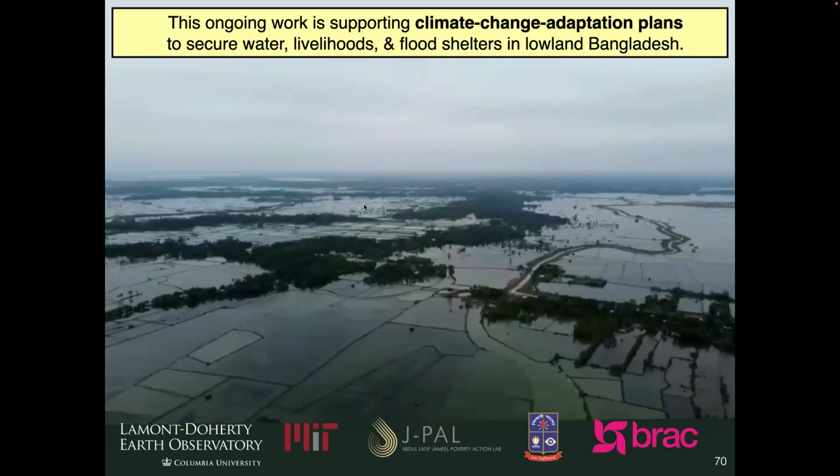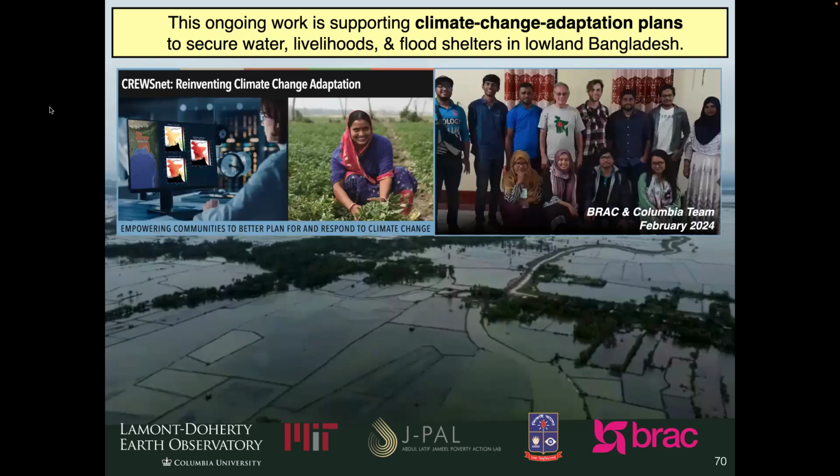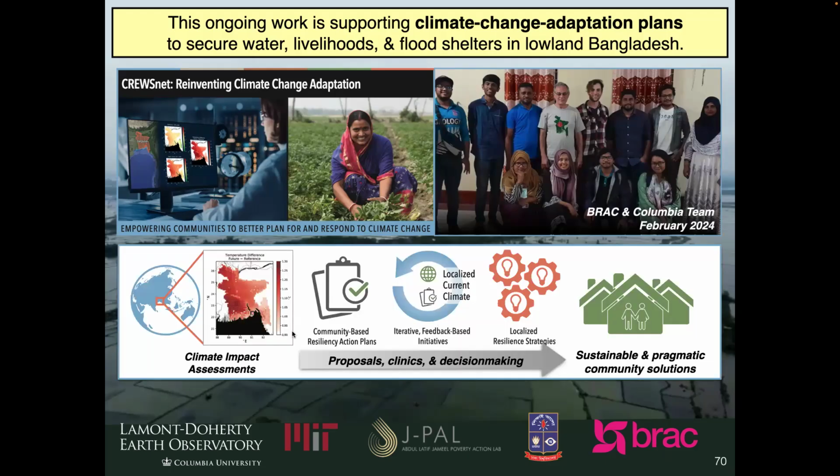I just want to mention that this ongoing work is supporting these climate change adaptation plans to secure freshwater livelihoods and flood shelters around lowland Bangladesh. So we're a team, we call ourselves GeoCruiseNet. We're a consortium of universities in Bangladesh and the US, as well as the large NGO BRAC with 90,000 employees, and we're working with their climate change adaptation division to basically take our impact assessments from this data analysis and turn that into evidence and fuel for their proposals, clinics, and decision-making processes to eventually get us to these sustainable community solutions there.